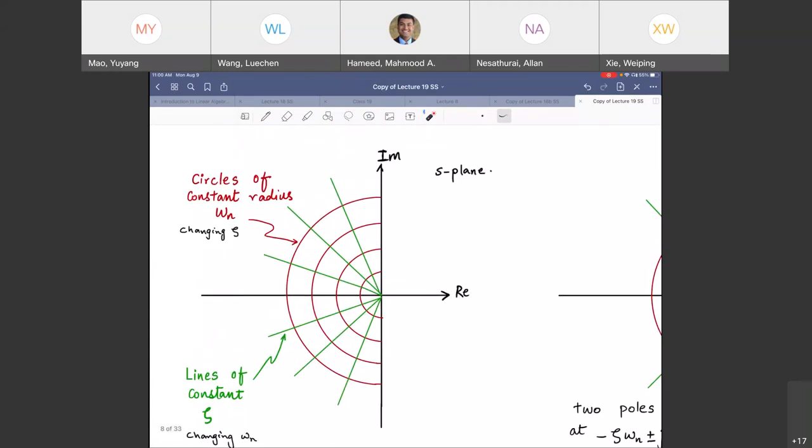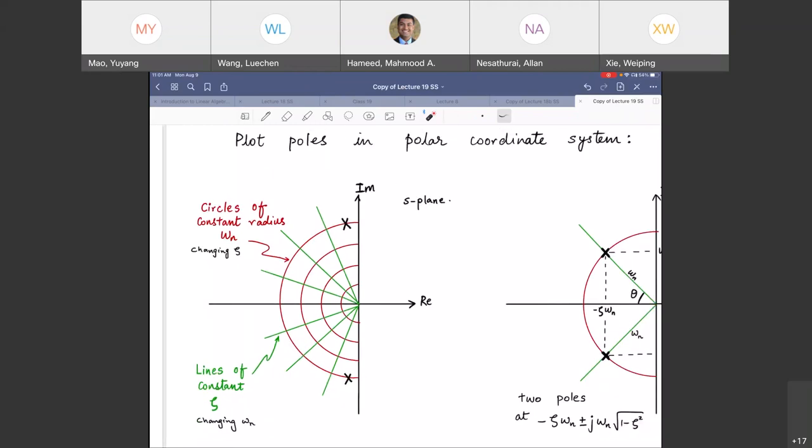Next, if you keep omega n constant but change zeta, then you are traveling from here to here, and this one from here to here. Remember, there are two poles, right? So if you start from here and from here, both poles are going to be complex conjugates of each other. Say you start there, and now you keep omega n constant but increase zeta. As you increase zeta, this one will move this way, this one will move this way, but it will be on that circle, that semicircle.